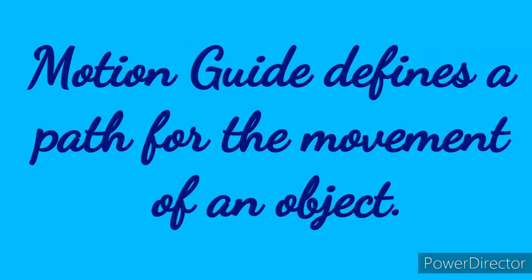Similarly, in Animate CC, we have motion guide that defines the path of the movement for an object. Instead of having an object move from one point to another in a straight path, you can make it follow an arbitrary path. Whatever you will do, that is motion guide.